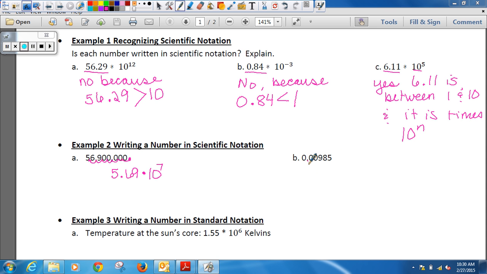So if I move this decimal 1, 2, 3 spots to get this between 1 and 10, 9.85 times 10, and this is negative 3 because that number was originally smaller than 1.